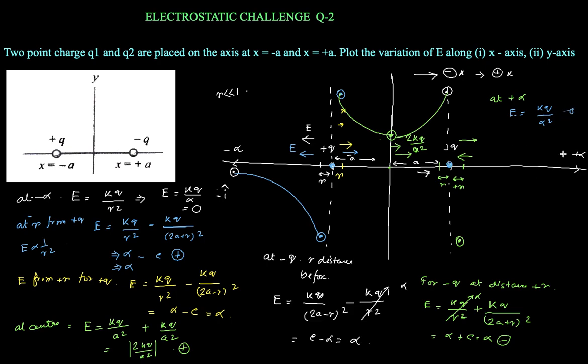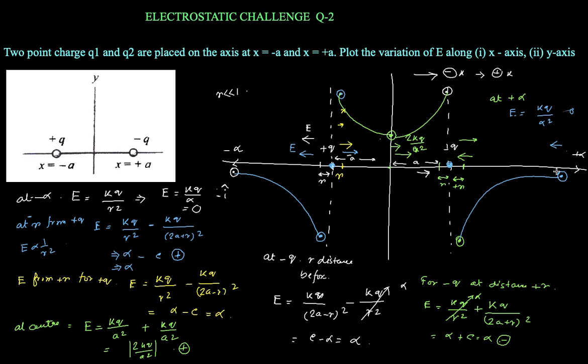So the direction of the electric field at this point is the negative direction. So the electric field is negative, and we can get another point like this. As the electric field and distance have an inverse square relation, it obeys the inverse square law. So the nature of the graph is a rectangular hyperbola, and we can plot the graph like this. Okay, so this is the x-axis graph.